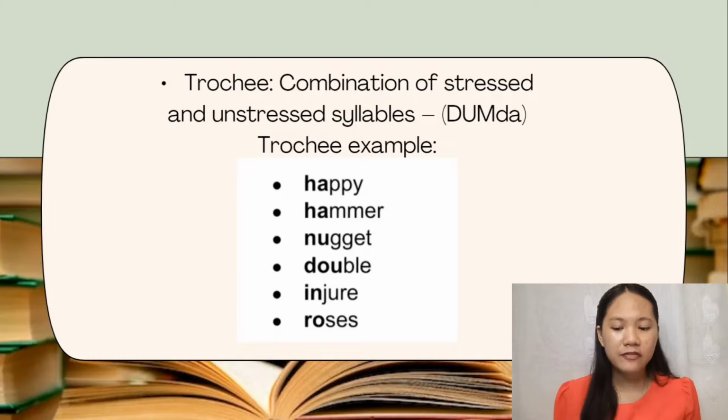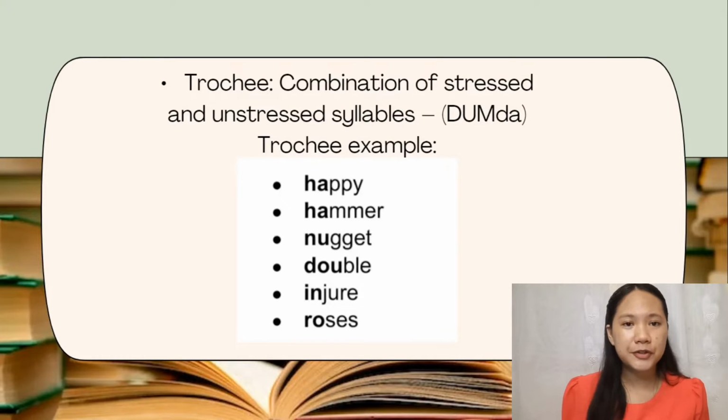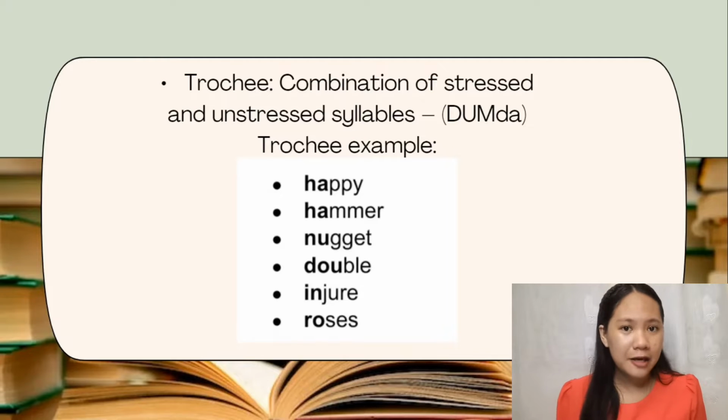So now we have trochee. It is a combination of stressed and unstressed syllables. Doomda, doomda, doomda. So trochee is the opposite type of foot to iamb, because iamb is a combination of an unstressed syllable and a stressed syllable, while the trochee is a combination of a stressed syllable and an unstressed syllable.